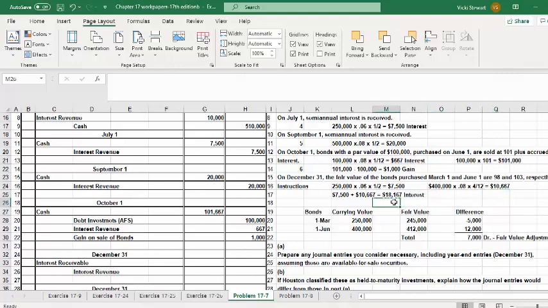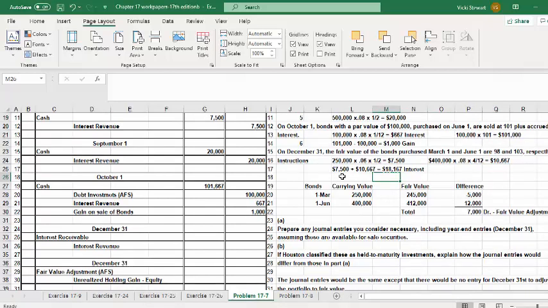So that amount would be $400,000 times 8% times 4 divided by 12, or $10,667. So the total for both bonds, $7,500 for the Susie Company, $10,667 for the Sarah Company, would be $18,167. So we would debit interest receivable for $18,167 and credit interest revenue for the same amount.